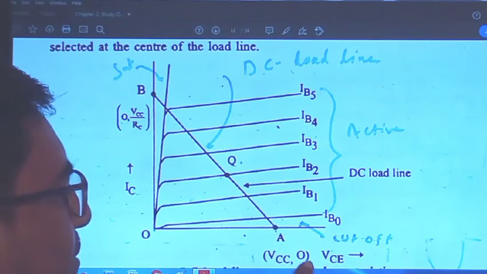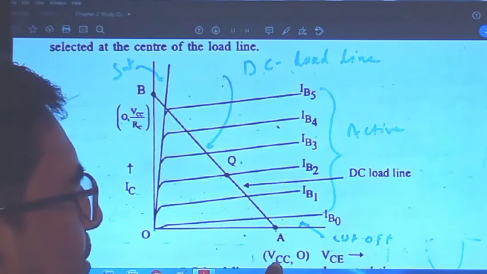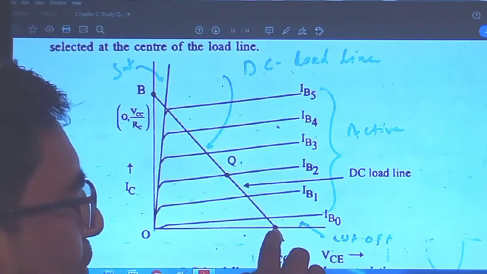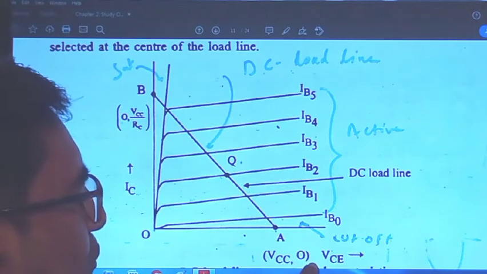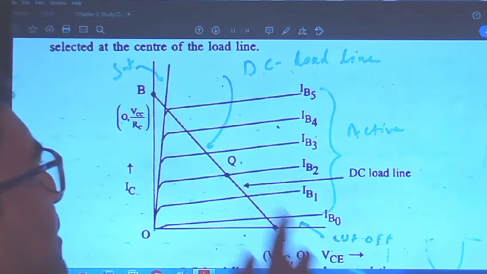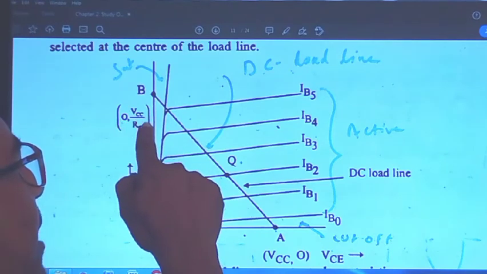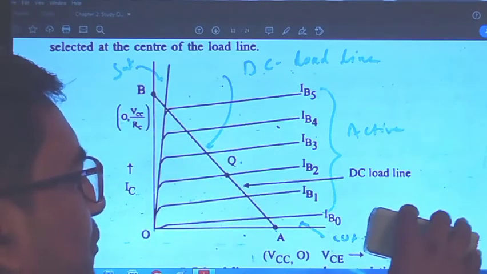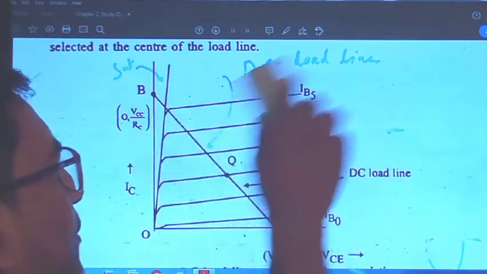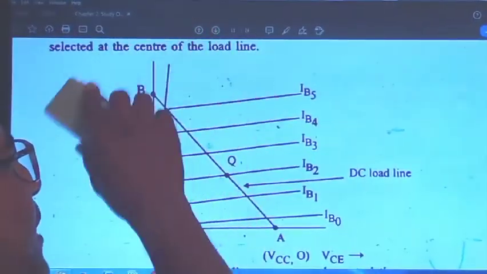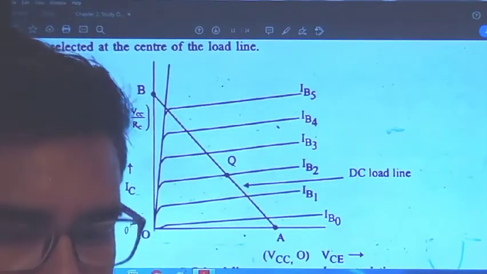On the x-axis you have the VCE value. So VCE equals VCC, which is 0 on the y-axis, and on the y-axis you get the value VCC by RC. This much value is obtained when a DC load line is drawn.